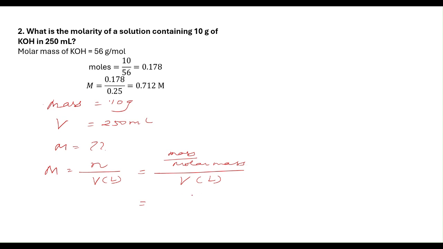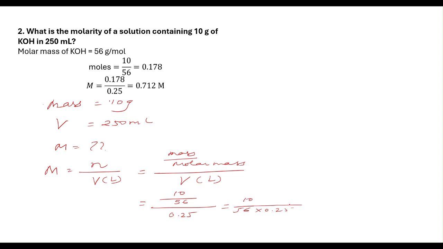Now you know what is the mass now? 10 gram. What is the molar mass? 56 gram. And what is the volume? Which is 250 ml. That means 0.25 liter. We can express like that. So this will become 10 over 56 multiplied by 0.25.